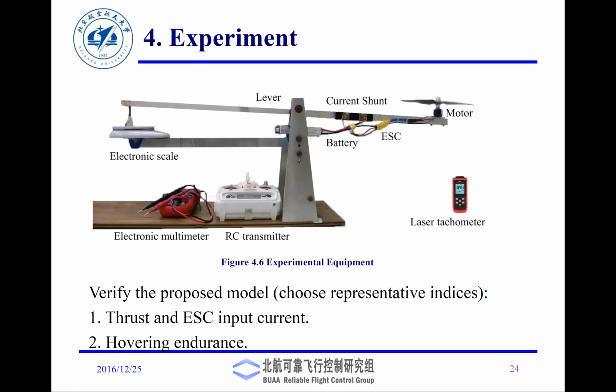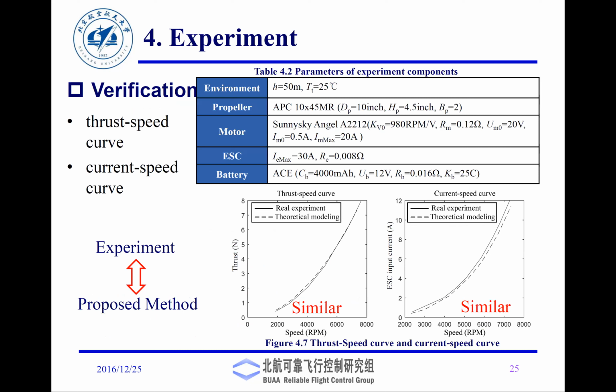And many a times at the initial level, this is the jig that they use. You have a motor, you have a prop, you have an electronic scale, and you run the motor at different speeds, find out the value of thrust, and characterize the speed and thrust characteristics of the motor. Then you have experimental results, and you compare them with the theoretical results to see how close they match.